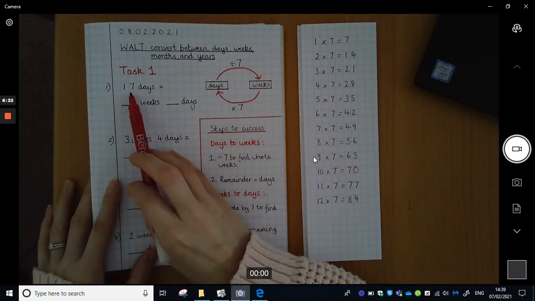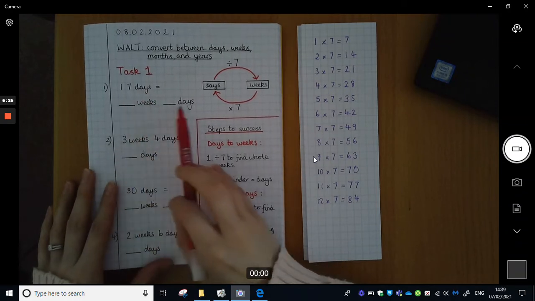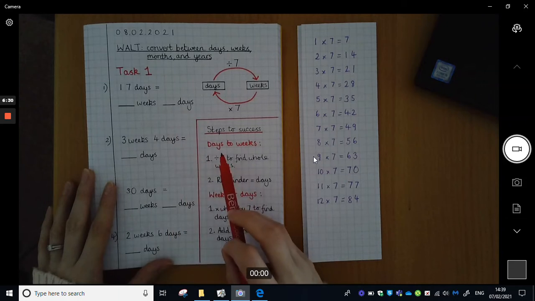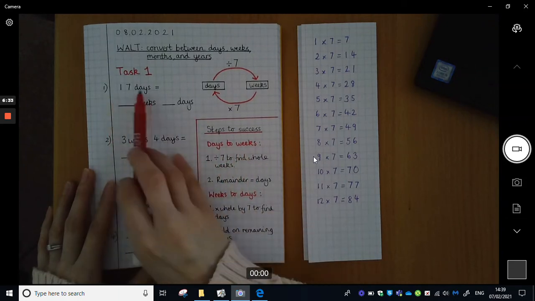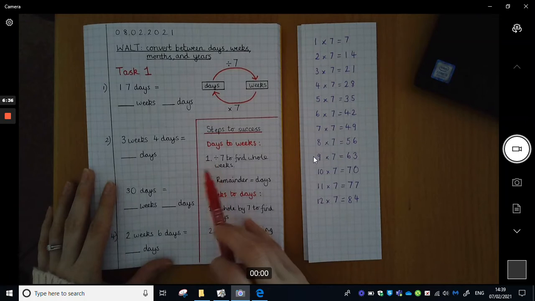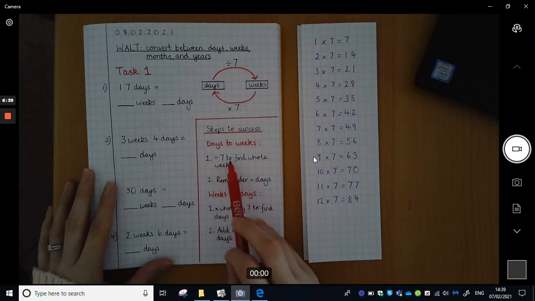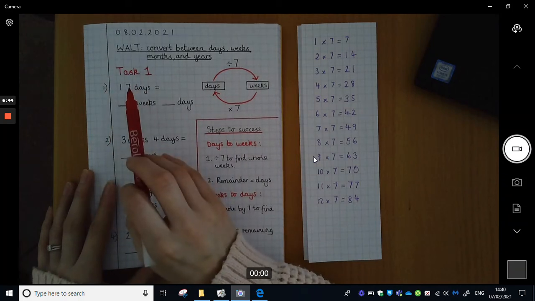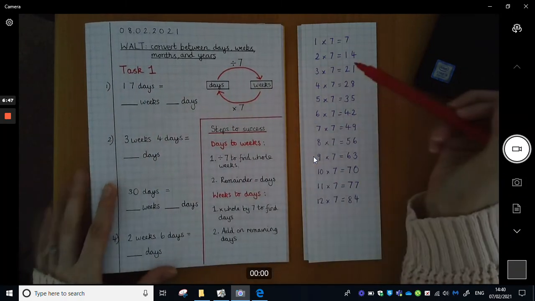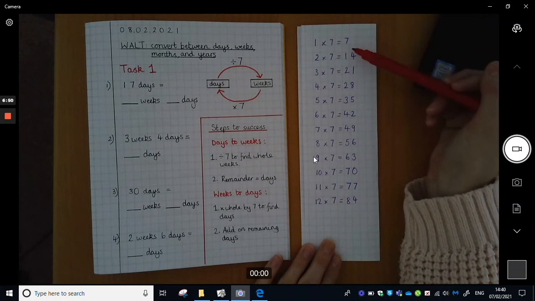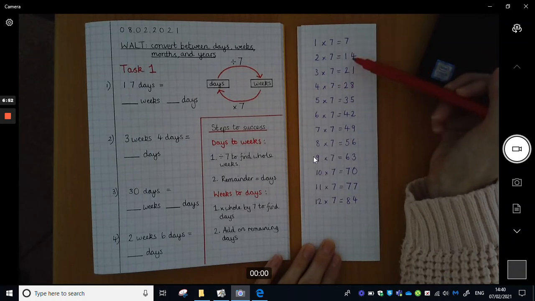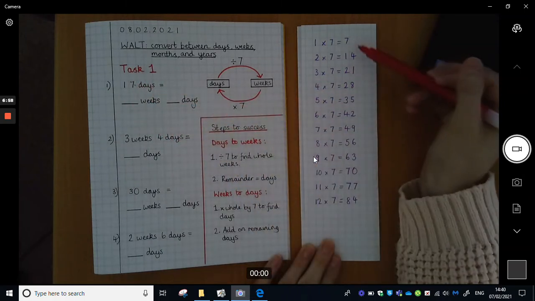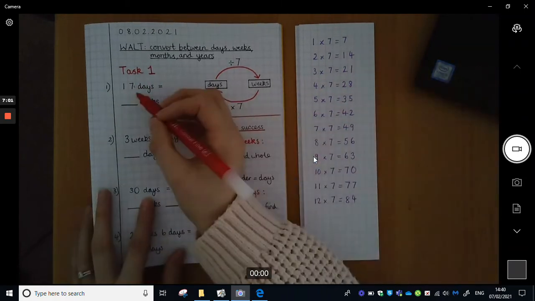So first of all, I have 17 days and I want to change that into weeks and days. So I'm going from days to weeks, okay, because I've started off with just days here. So the first thing I need to do is divide by 7 to find the whole number of weeks. So I need to know how many groups of 7 are in 17, okay? So I can use my times tables here to help me. 3 weeks would be too many because that is 21 days and I've only got 17 days here. So I know that it's going to be 2 weeks is all I can fit into there.